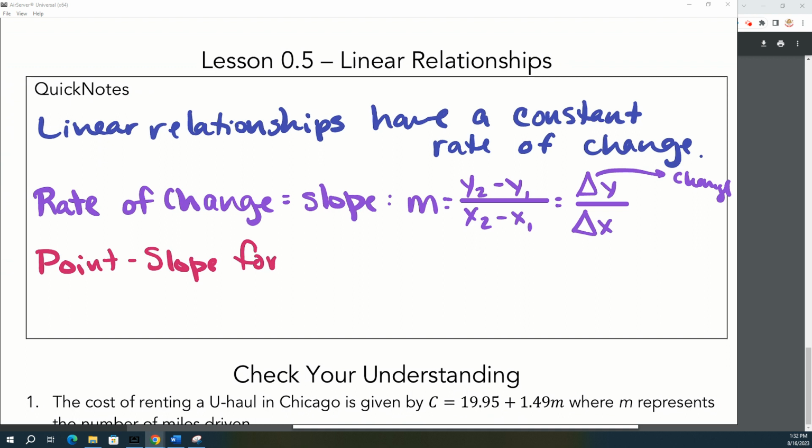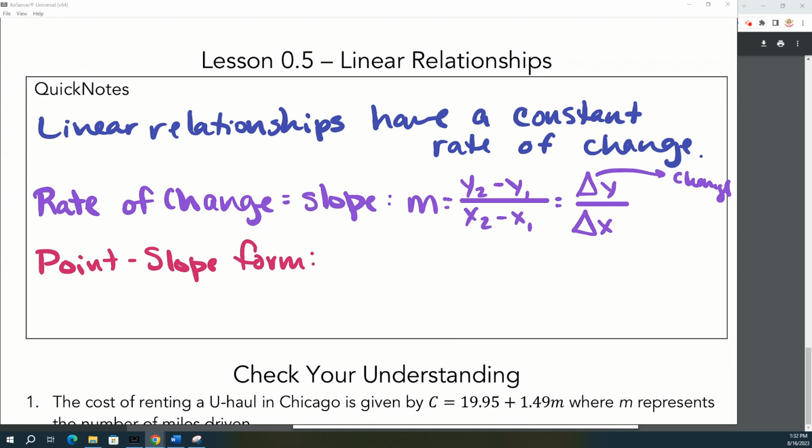Point slope form. Now I think in Coffee County that in Algebra 1 they don't use this form. They use another formula to do all the things. I personally like this form better, but I don't teach Algebra 1, so it's different.